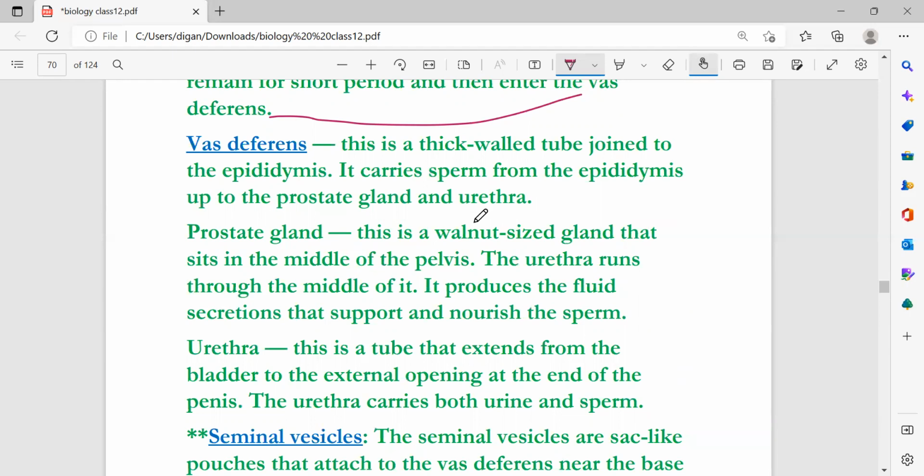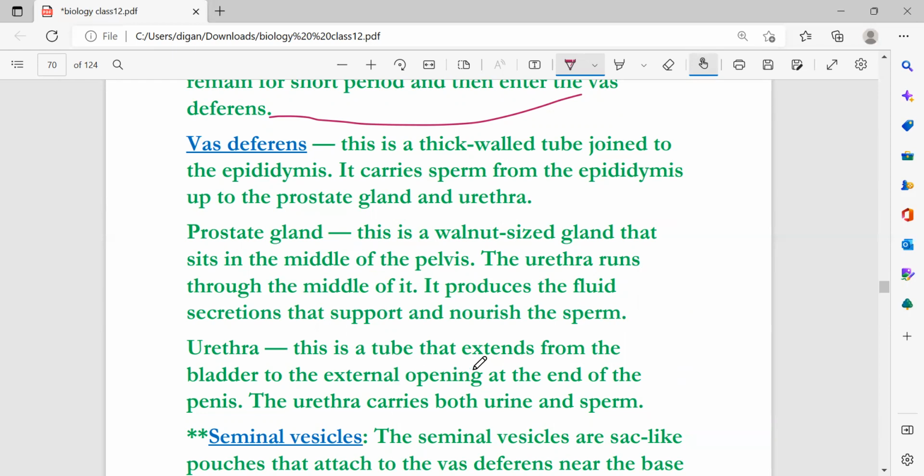Then the prostate gland is a walnut-sized gland. I have already explained it in the male reproductive system. The urethra runs through the middle of it, and it produces the fluid secretion that supports the nourishment of the sperm. So what does the prostate gland secrete? It secretes the fluid which gives nourishment to the sperm.